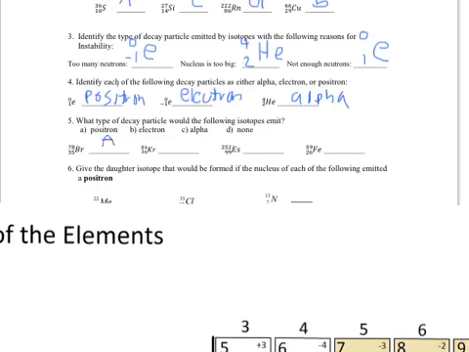So you emit a positron when you don't have enough neutrons. Let's look at what our next one is. The next one is Krypton 84. Let's just bring that up.